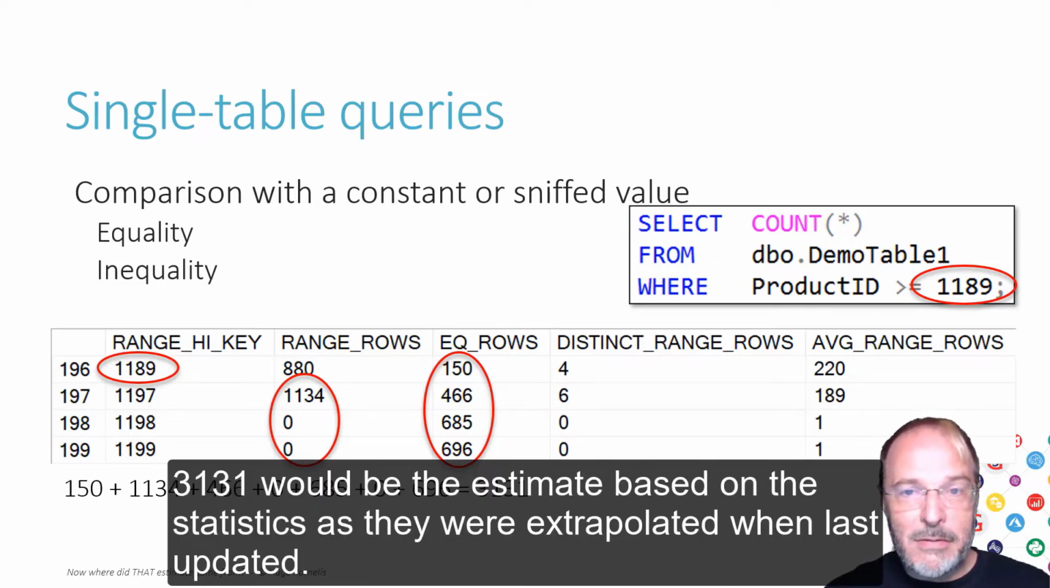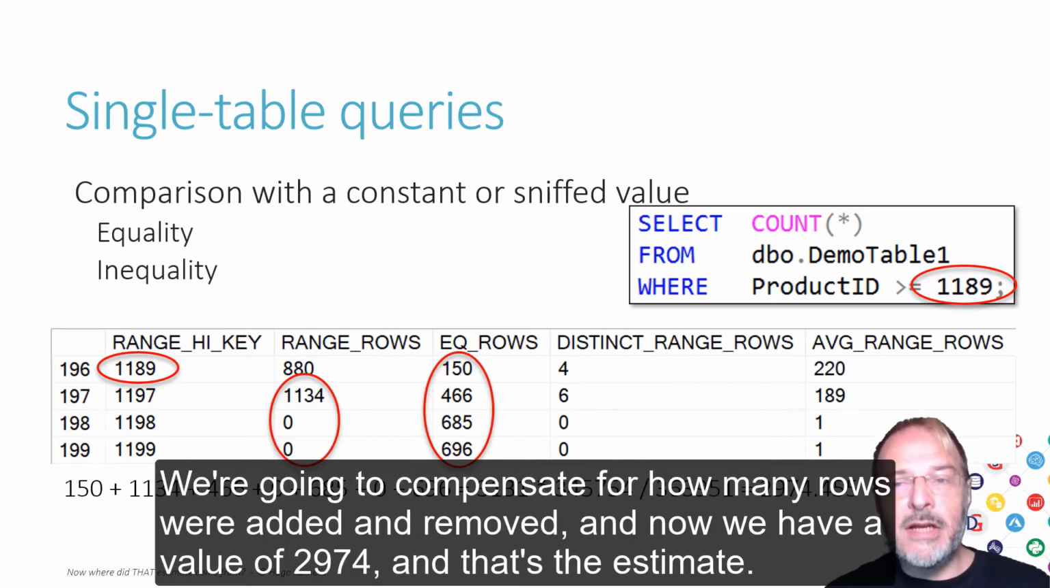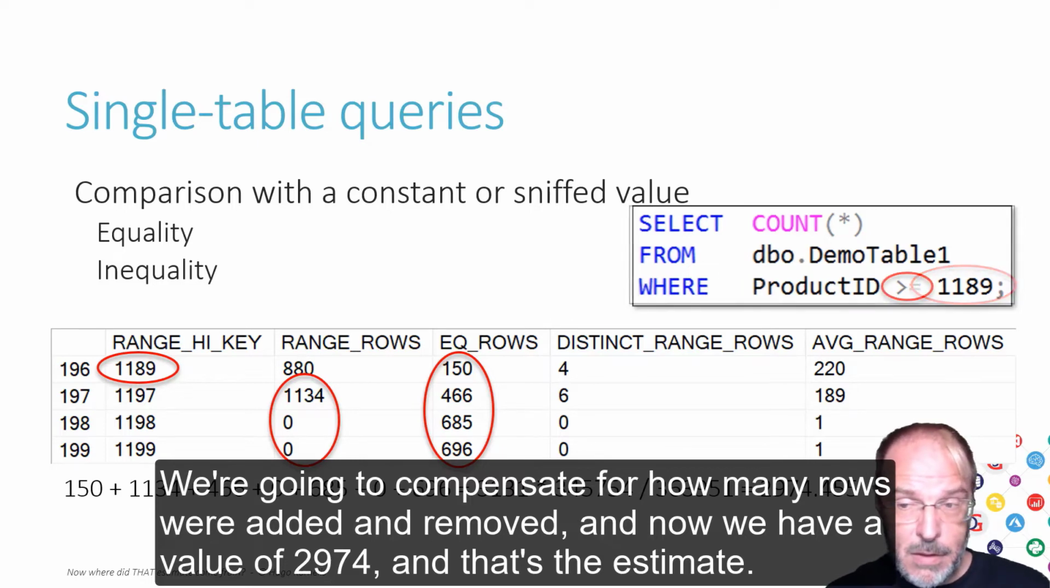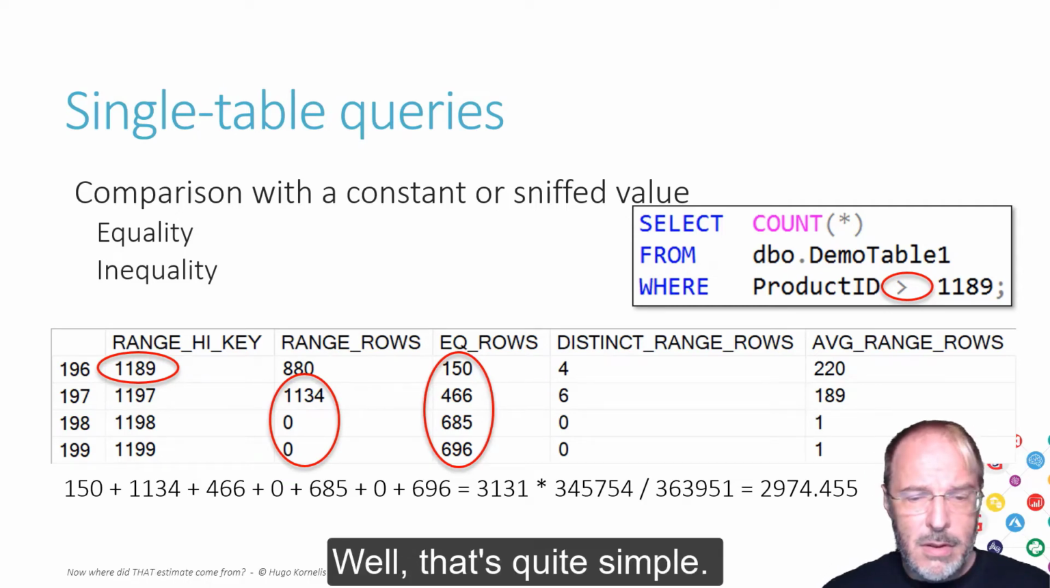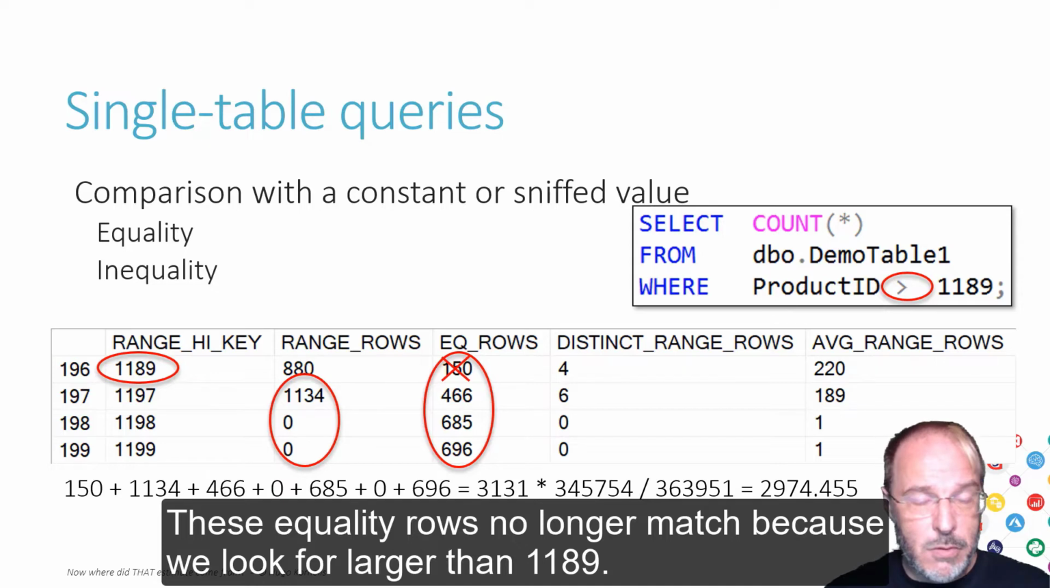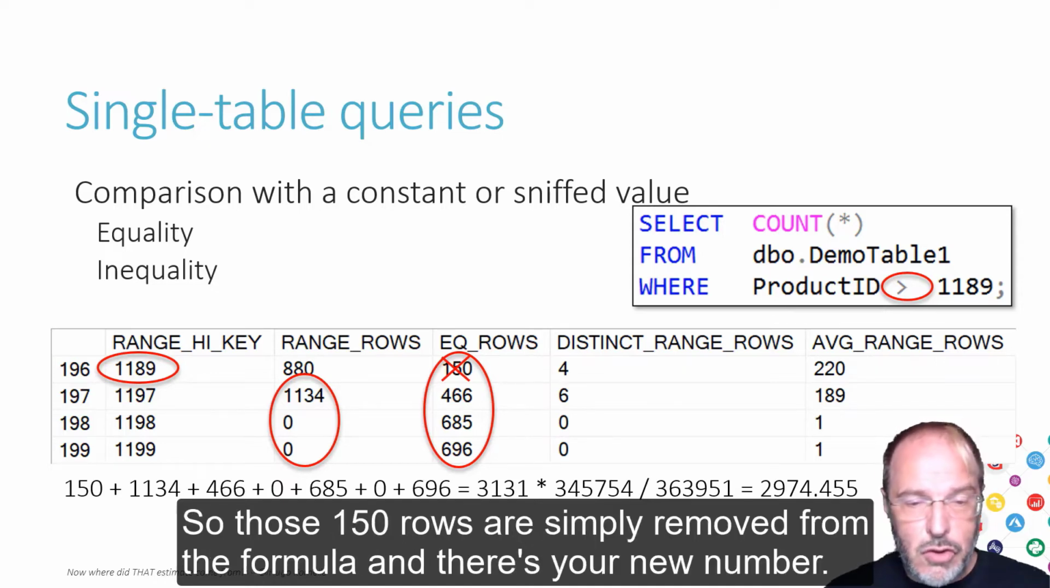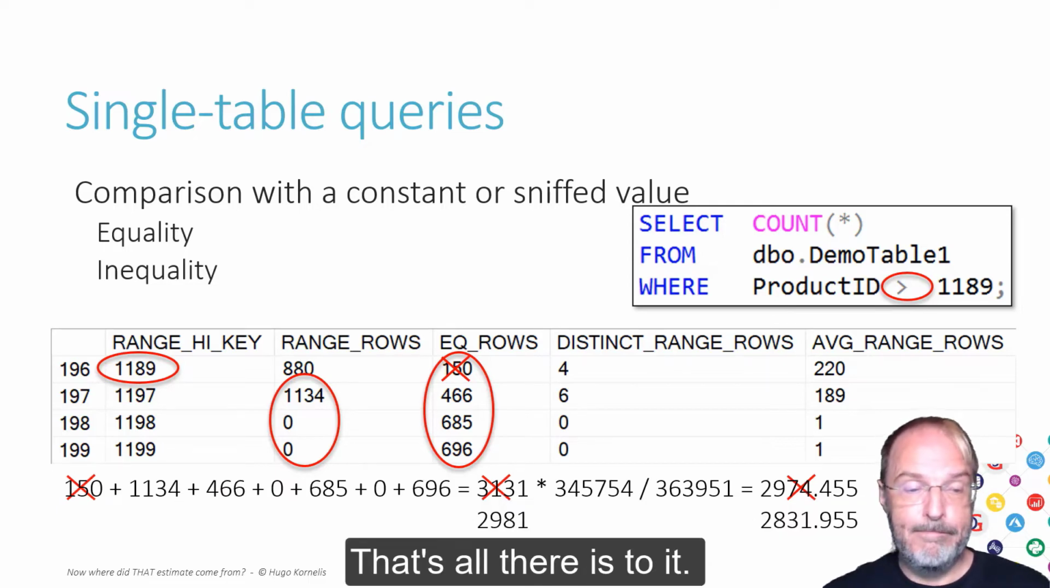3131 would be the estimate based on the statistics as they were extrapolated when last updated. We're going to compensate for how many rows were added and removed, and now we have a value of 2974. And that's the estimate. Change larger than or equal to just larger than. How does this change? Well, that's quite simple. These equality rows no longer match because we look for larger than 1189. So those 150 rows are simply removed from the formula, and there's your new number. That's all there is to it.